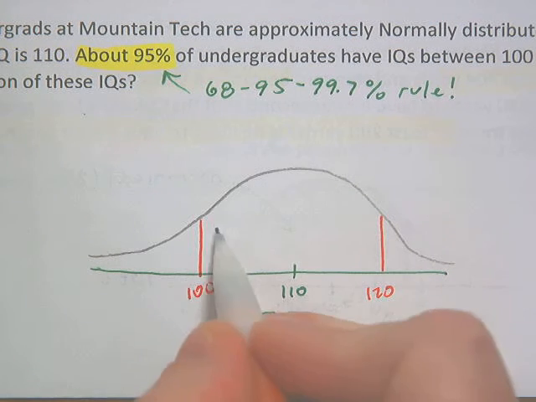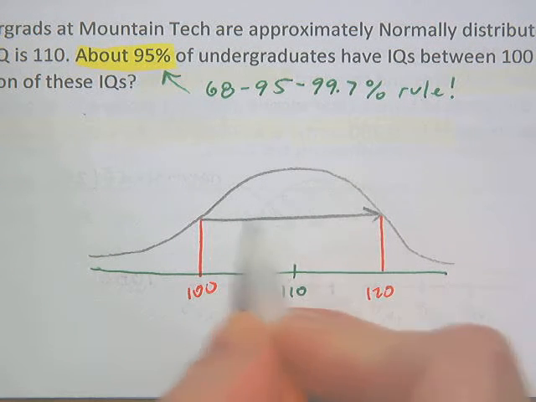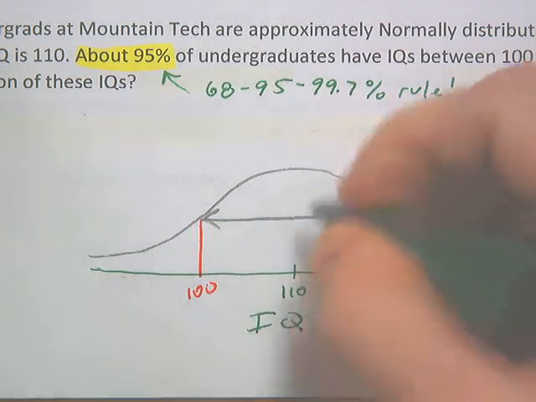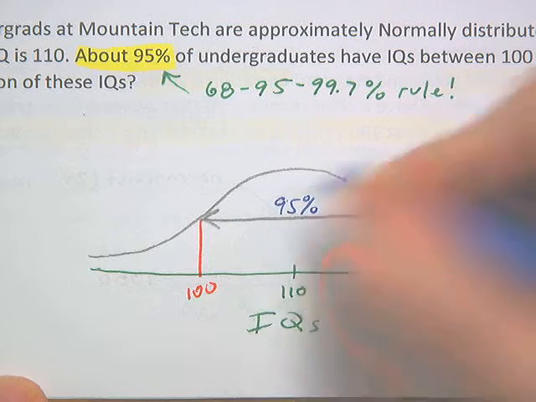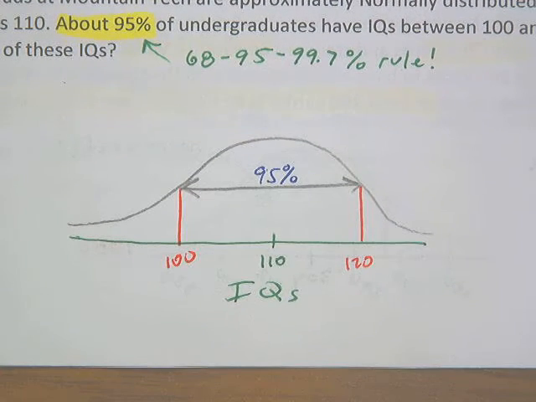"95% of undergraduates have an IQ between 100 and 120." Look at how I'm going to put that in my picture. You might have done it a little differently. Maybe you didn't label the 95% yet. Maybe you didn't know that all of this needed to be in there.